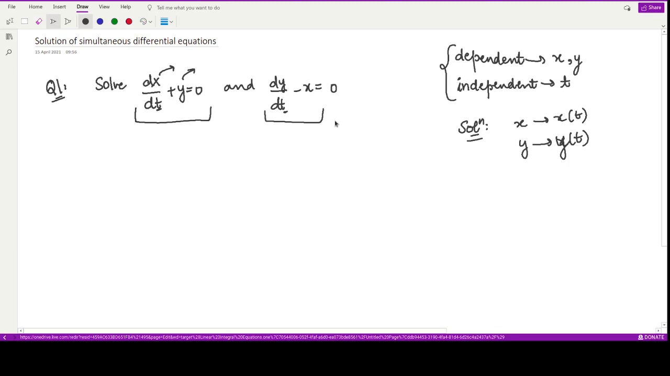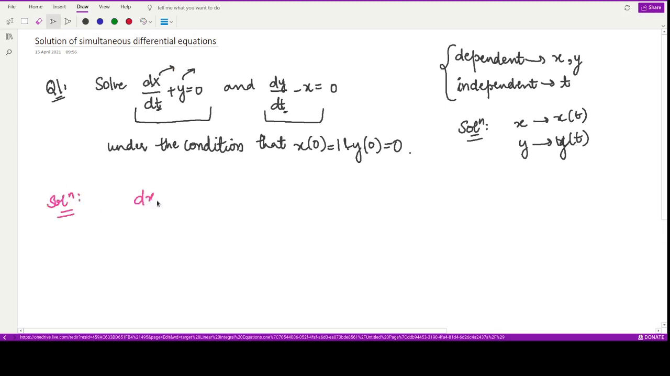Now they are saying solve this equation under the condition that x of 0 is equal to 1 and y of 0 is equal to 0. So this is required. Okay, so let us solve this. For the solution, we will first consider the first equation, dx by dt plus y is equal to 0.